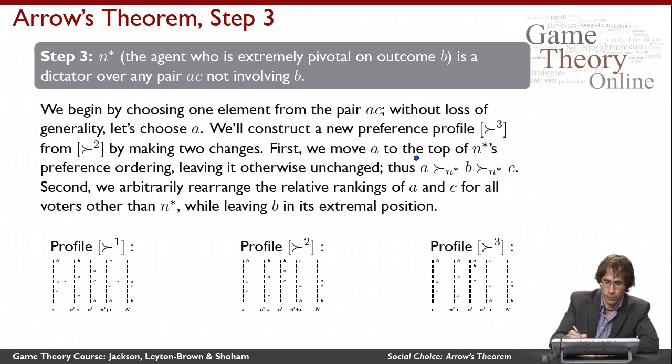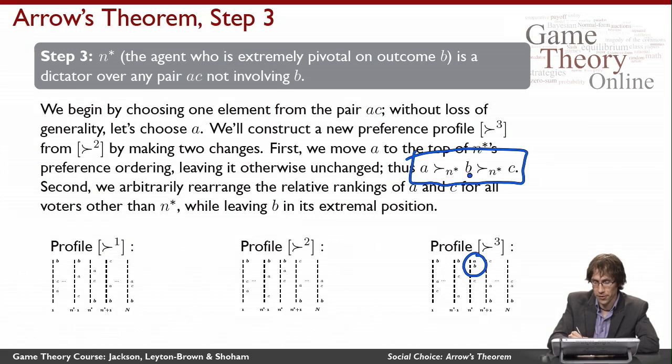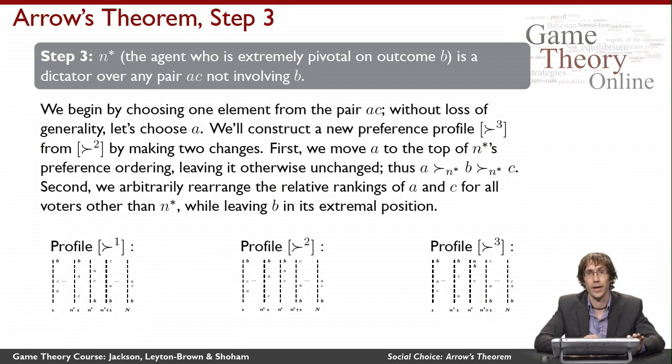So our first change is to move A to the top of n star's ordering. And that means that for n star, A is most preferred, or A is preferred to B, which is preferred to C because A and B are both at the top. So wherever C is, it must be further down. And second, we're just going to arbitrarily scramble the relative rankings of A and C for all voters other than n star without changing the position of B, which is always extremal. So we're just going to kind of move around A and C in some kind of arbitrary way, but we're going to make sure that we still leave B in the same place for everybody else that it always was. All right, so that's our preference profile, pref3.